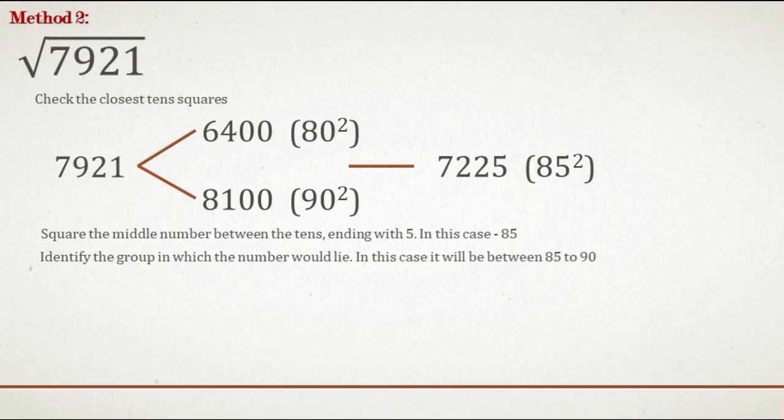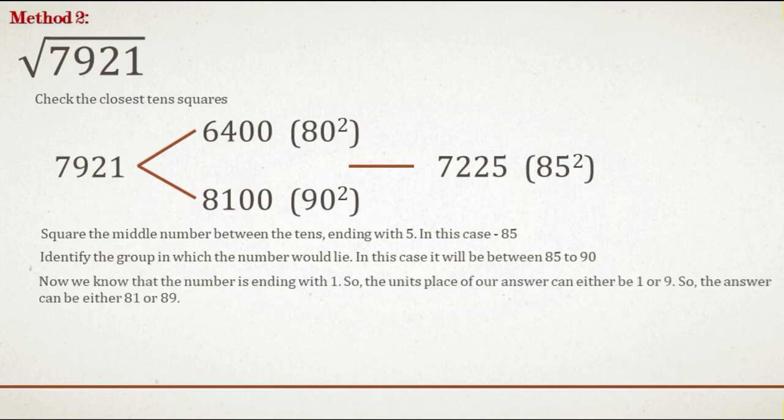Right? Now we'll identify in which group this number 7921 will come. Will it come between 6400 and 7225, or will it come between 7225 and 8100? So in this case, it will come between 7225 and 8100, which is nothing but the square of 85 and 90 square. So we know our square root will be somewhere between 85 and 90.